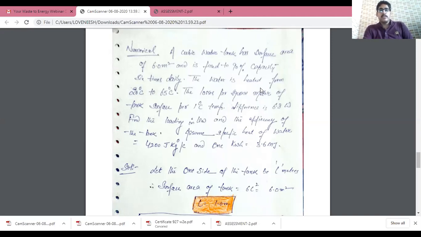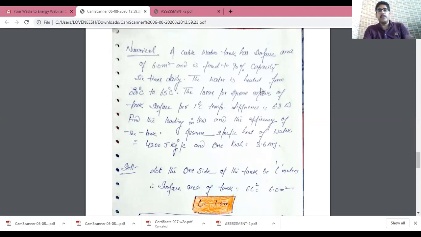Now, for this numerical, let one side of the tank be L meter. So the surface area will be equal to 6L squared. We take the unit length, so L is equal to 1 meter. Let that be the unit length we take.